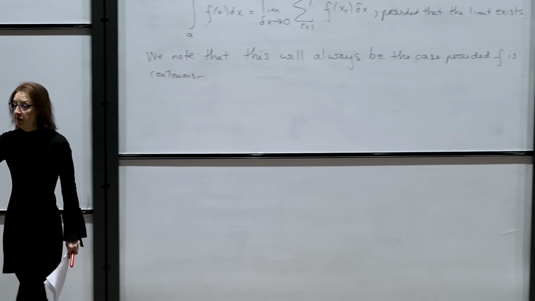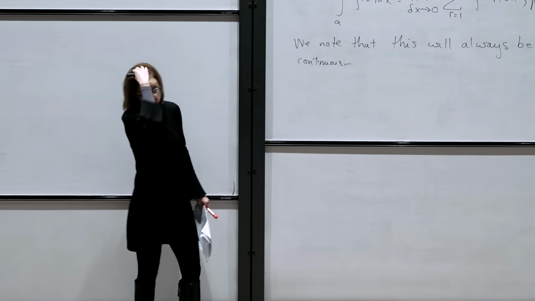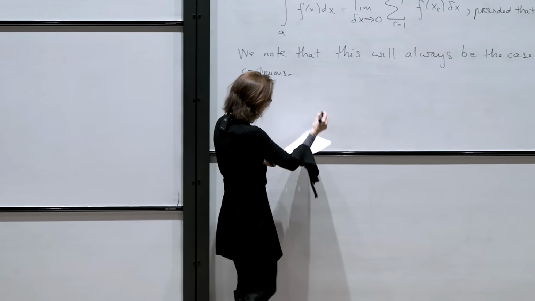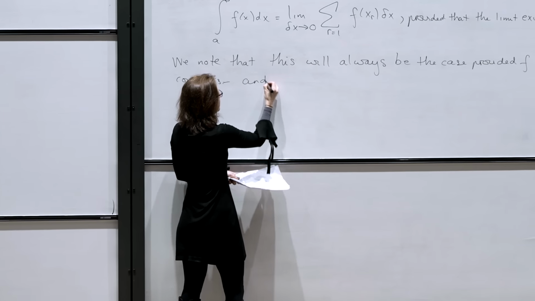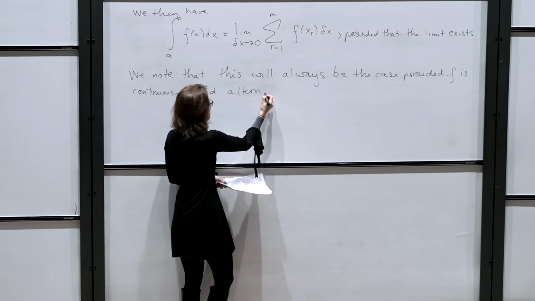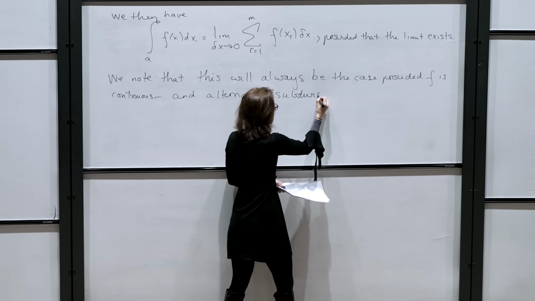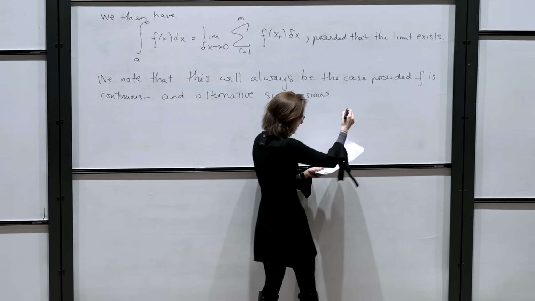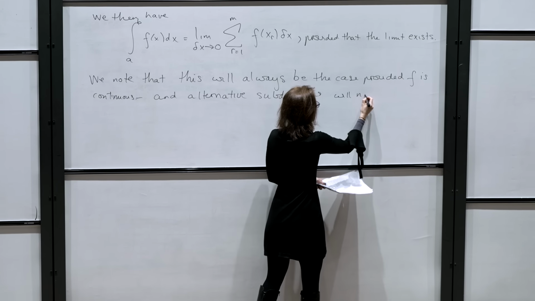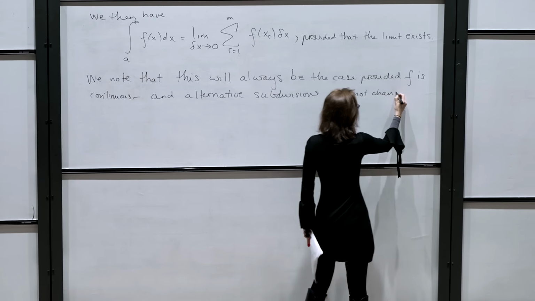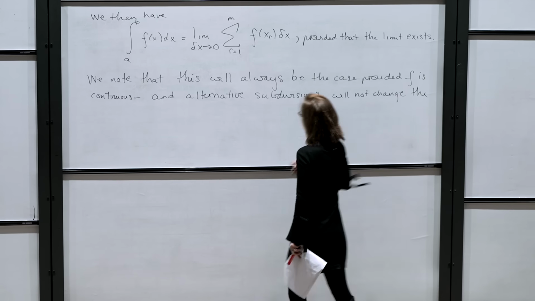So I made them all the same. I made them all of width delta x. You don't have to. So alternative subdivisions won't change that limit. Will not change the limit when f is continuous.